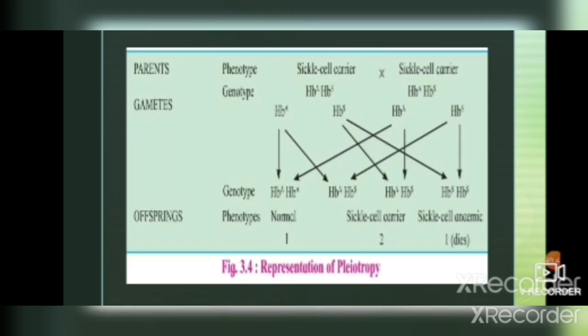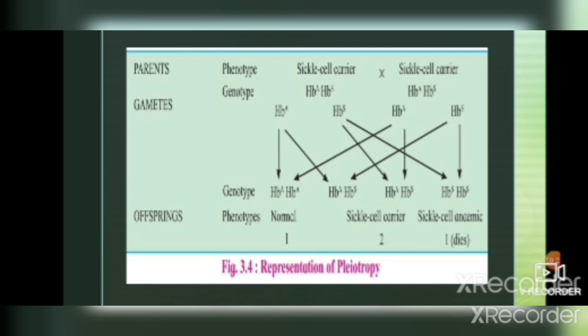In this representation of pleiotropy, the parents' phenotype is sickle cell carrier crossed with sickle cell carrier. Both the parents are sickle cell carriers. Then the genotypes are HbA HbS and HbA HbS. Then the gametes are HbA, HbS, HbA, HbS. Then offspring are produced, that is HbA HbA, HbA HbS, HbA HbS, HbS HbS.